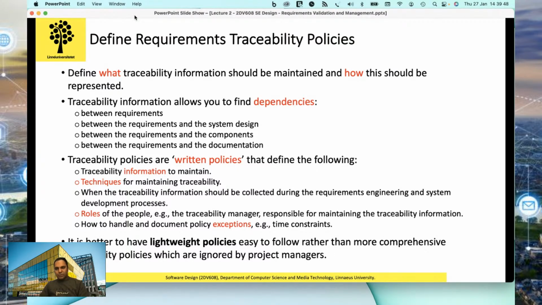And usually we should try to follow a very simple policy or lightweight policy, because if it's a heavy policy that takes a lot of your time, or it's hard to follow, then people mostly ignore it. So try to have a simple policy about how you want to keep or store or manage your traceability information for the requirements.